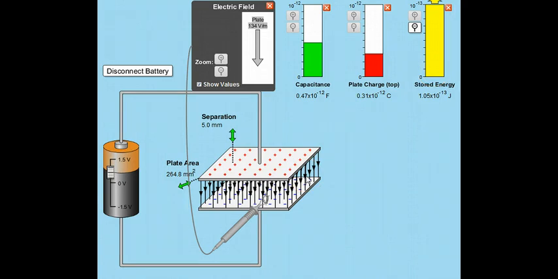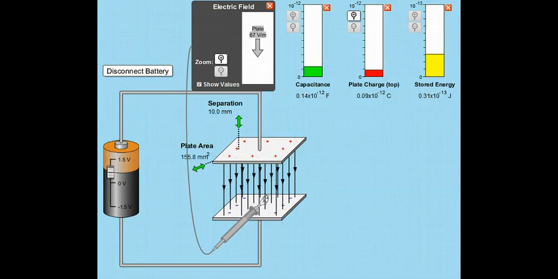Just to see if you understand this, try changing the area. What do you think would happen if I were to increase the plate area? Here we go. Now take a moment and tell me what would happen if I were to slide this area to a larger area. What happens to the capacitance, the plate charge, the stored energy, and the electric field in that scenario? Take a moment and jot down your answer. Now observe experimentally what happens.